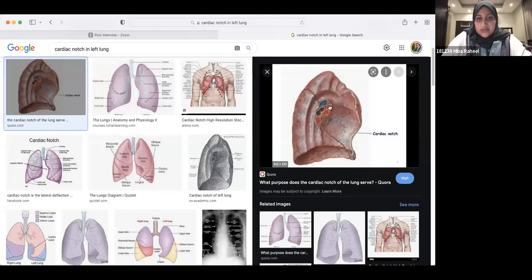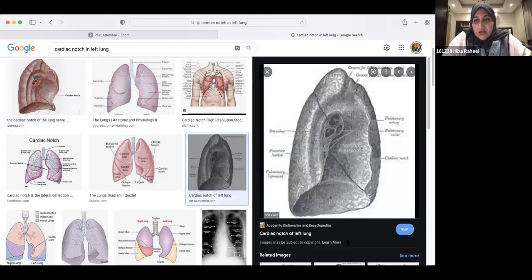Okay, so this right over here is the cardiac notch. The notch is kind of like something poking out. This is the part of the lung coming out. Right here is where the heart is sitting. So this is the place of the heart, the cardiac notch. This is where the aorta goes. Can you see this? This is the arch of aorta over here, and this is the descending aorta.